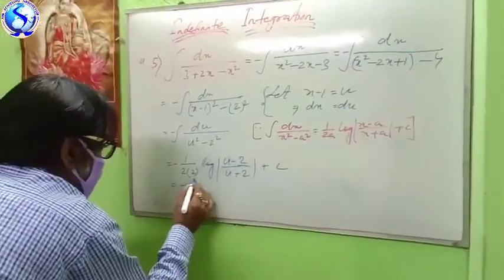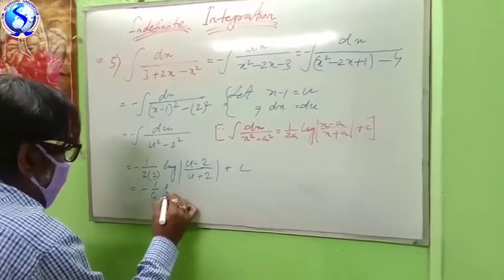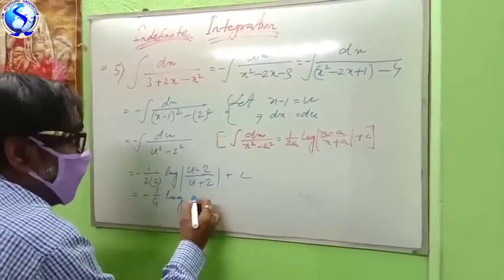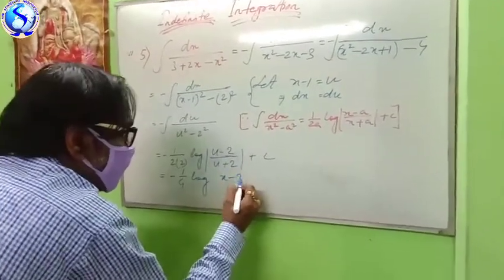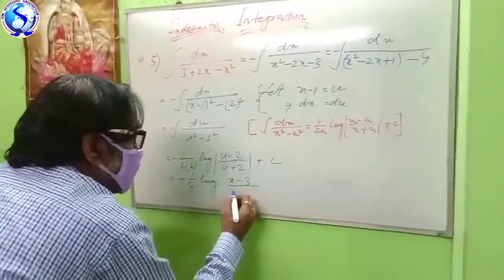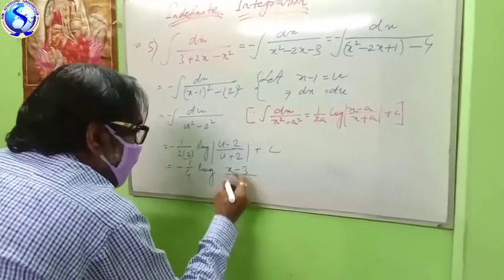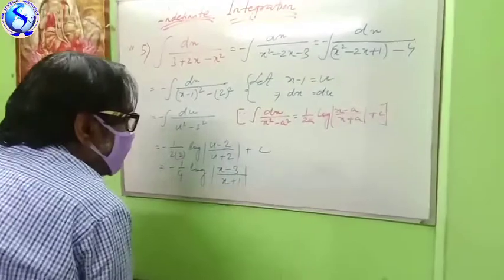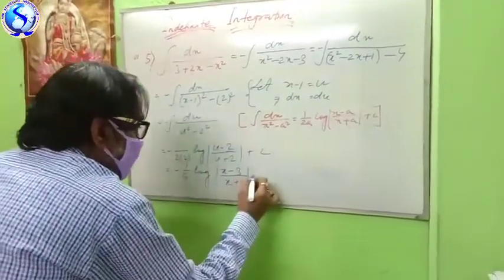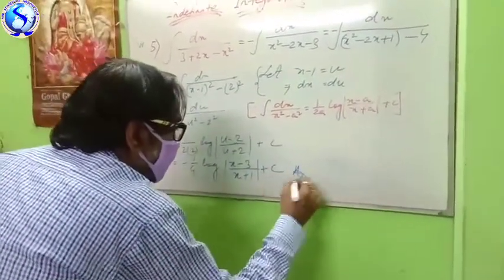Now this is coming minus 1 by 4 log. What is u? That is x minus 1. So x minus 1 minus 2 will be x minus 3, by x minus 1 plus 2, which will be x plus 1. Putting the value of u as x minus 1, and see the integration constant.